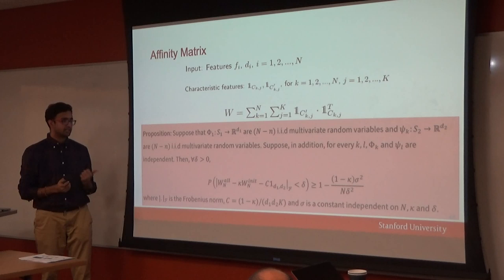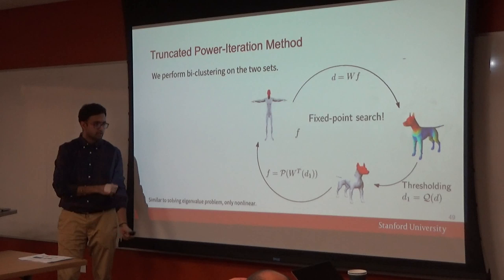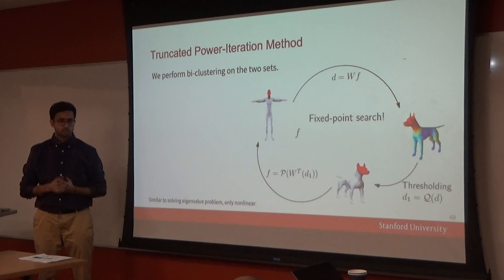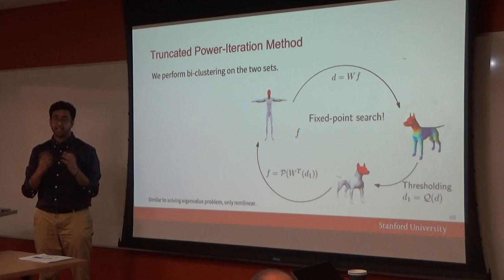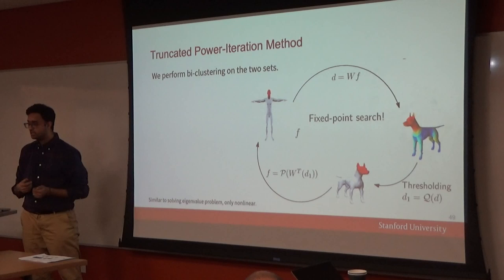But once we have this affinity matrix, we would like to obtain regions of correspondence between these two shapes from this affinity matrix. So how we do this is by proposing this idea called the truncated power iteration technique. So the power iteration technique, as many of you might know, is the technique that is useful to obtain the eigenvector corresponding to the highest eigenvalue of a matrix. Here what we do is something very similar. We take a descriptor on the first shape and transport it to the second shape by means of the affinity matrix. And then we transport it back to the first shape. We keep doing this till we hit a fixed point.